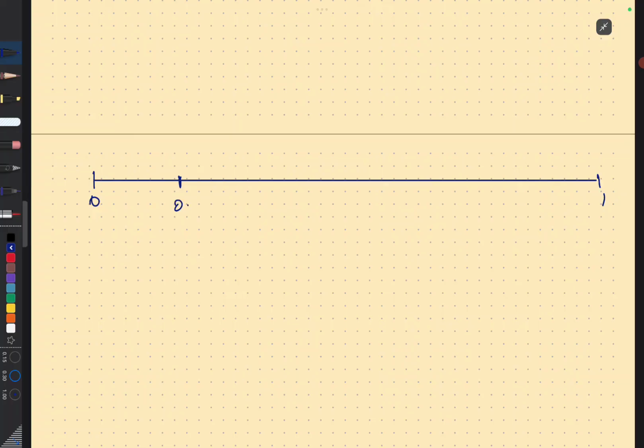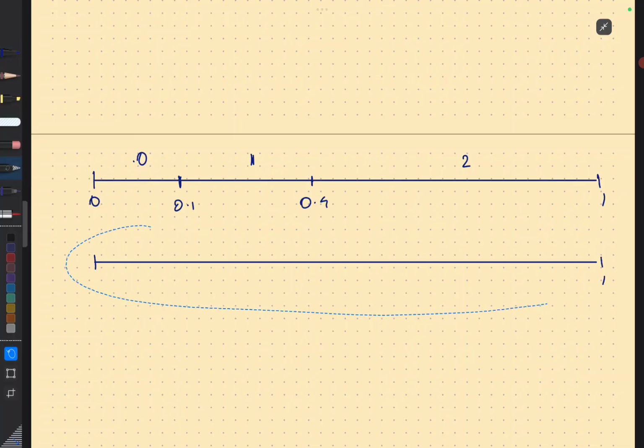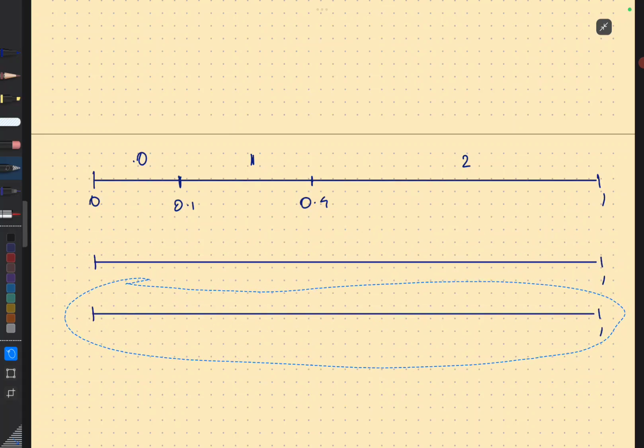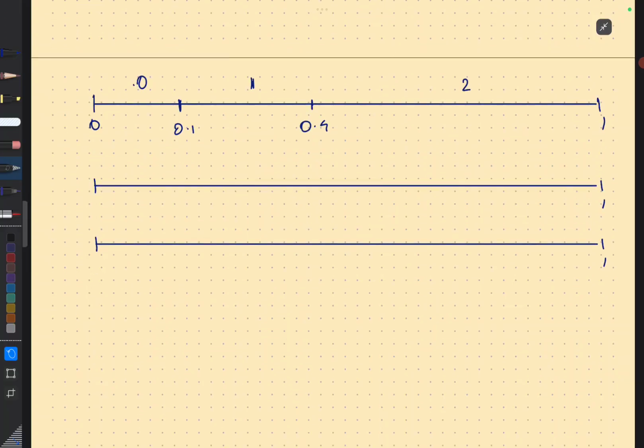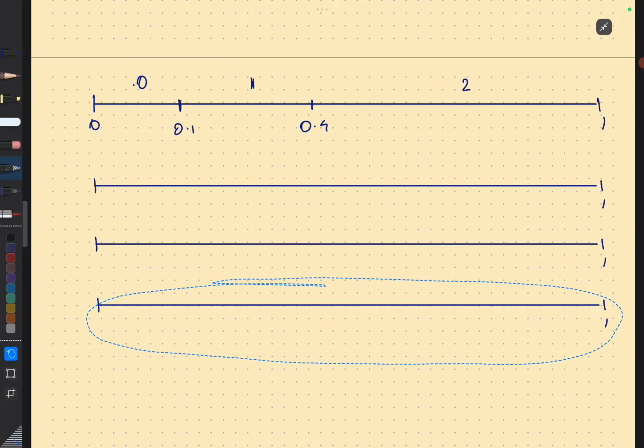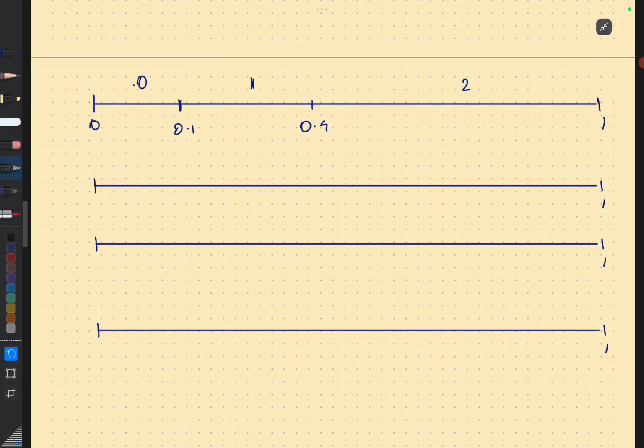Let me partition this into 0 to 0.1, then 0.1 to 0.4, and the rest. So this corresponds to the source symbol 0, this corresponds to the source symbol 1, and this interval corresponds to the source symbol 2. Now let's try to find the encoding of each of these symbols, starting from 2, because that's the highest probability symbol.